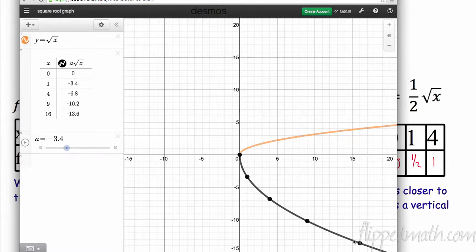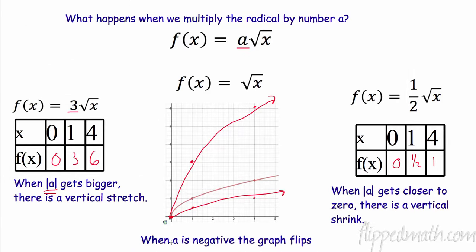Again, remember, this is not a whole graph. This is one separate graph. This is our standard graph, and this is what would happen if I multiply by -3. So when a is negative, the graph flips. So we have a couple rules here that are really important. If the absolute value of a is big, it's going to stretch vertically. It's going to get vertically bigger. If a is less than 1, as it gets closer to 0, it's going to shrink, shrink, shrink. It's going to be less than our standard. And if a is negative, we flip it.